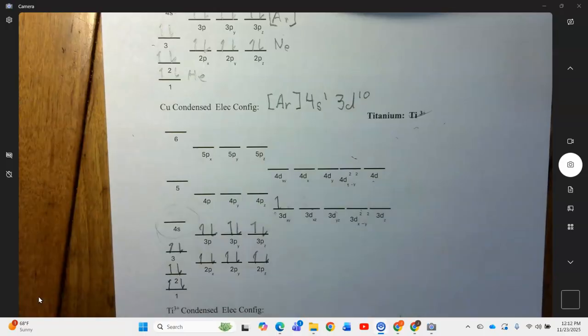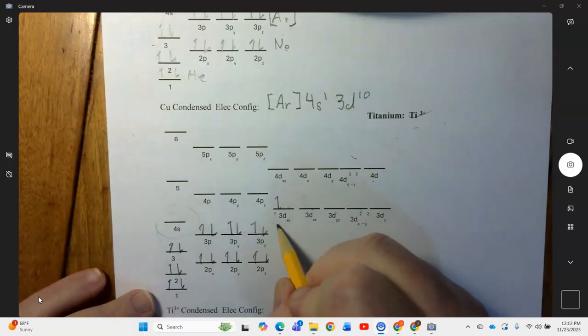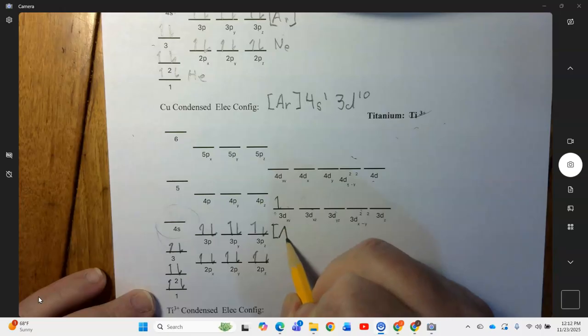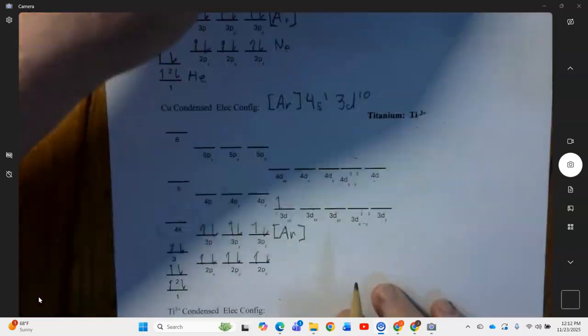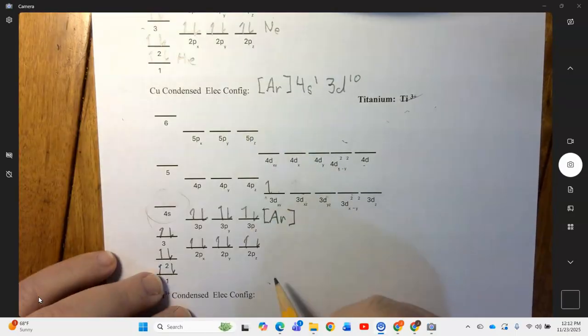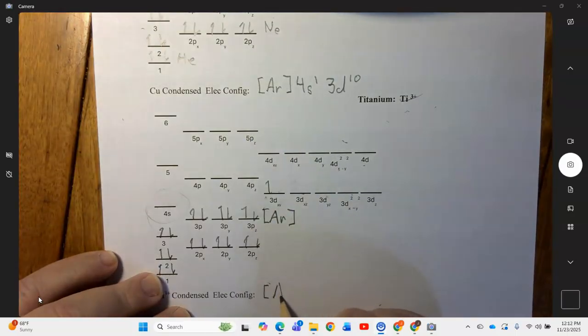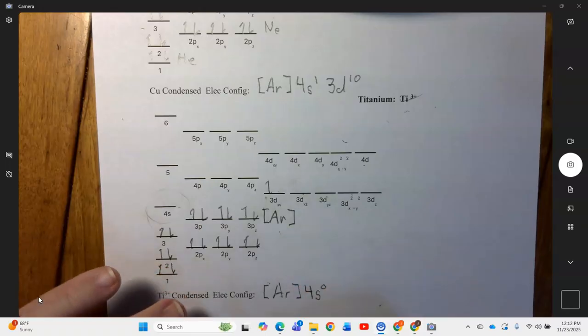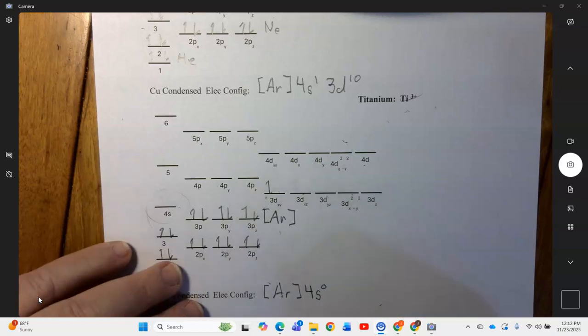Okay, so what's the nearest noble gas? Right here, it's argon again. It's at the end of the 3p. So we're going to come down here. So argon and then 4s0. You actually can get away with not writing 4s anything because there's nothing there. But I like to do it this way and show that, hey, I know that there's nothing there. It's not a mistake. And then this one is 3d1.